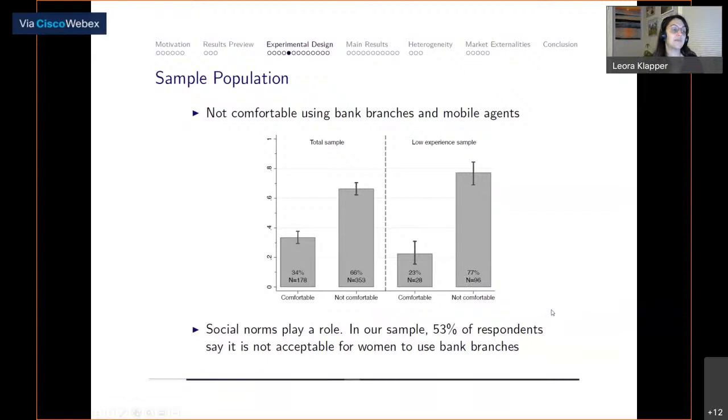Here's just a figure showing we asked whether, and this was just a subjective question, are you comfortable using a bank or a mobile agent? And we divide the sample by the total sample. So even the total sample, about 66% are not comfortable. And then workers who have never had no touch points with the formal financial sector, so we call them the low experience sample, almost 77% report not thinking they'd be comfortable using a formal financial product.